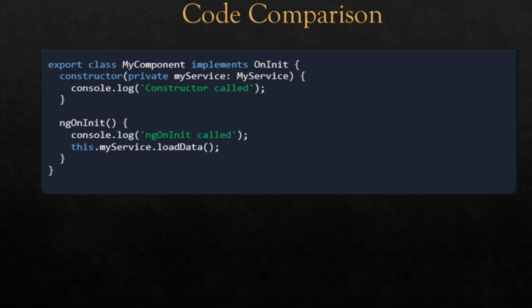We'll talk about when to use what. Use the constructor for injecting dependencies and setting default values, and use ngOnInit for fetching data, accessing input properties, and running logic that depends on the Angular setup. We all make some common mistakes here: trying to access input properties in the constructor, they are not available yet, and putting heavy logic in the constructor instead of ngOnInit.